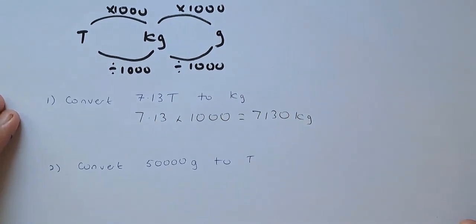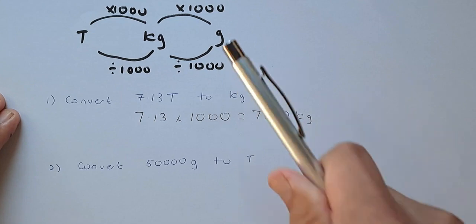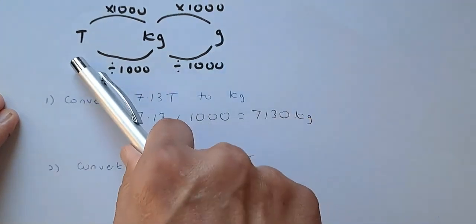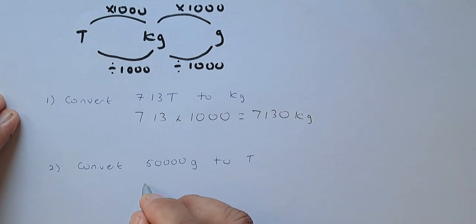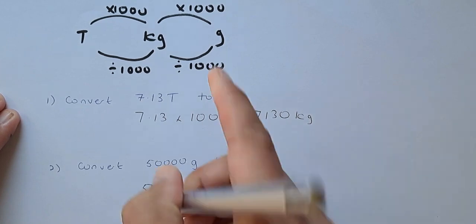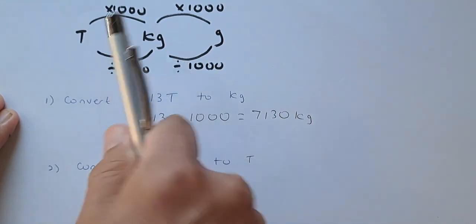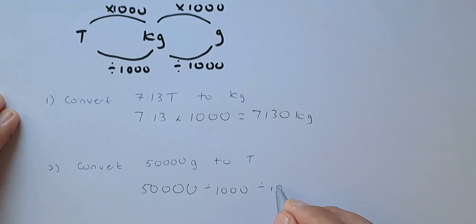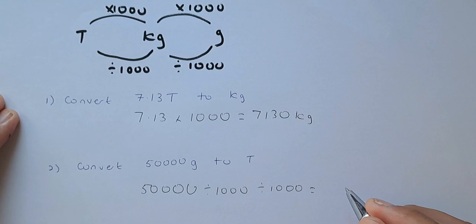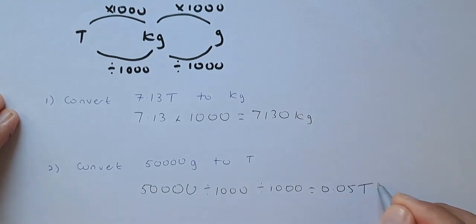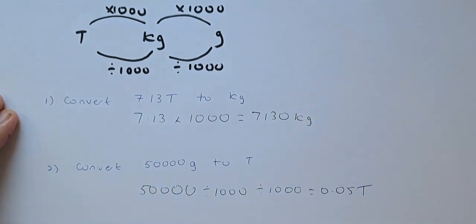Now we do the second one. We are going to convert 50,000 grams. We are here. We want to convert to tons. So what do you think you do? You take the number 50,000, divide by 1,000 to get the kilogram, and then divide by another 1,000 to get your ton. The answer is 0.05 tons. That is how you convert the mass in the metric system.